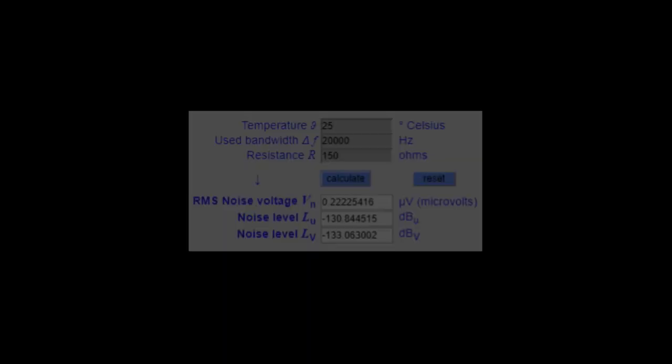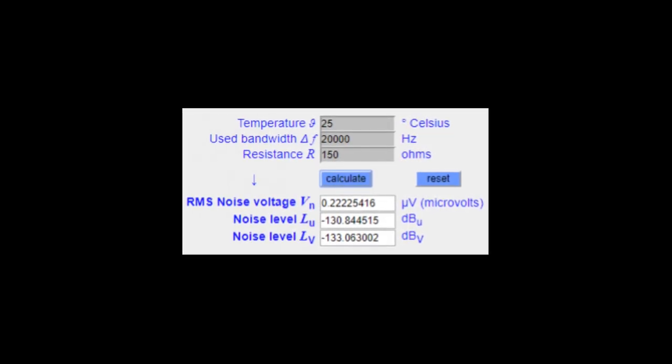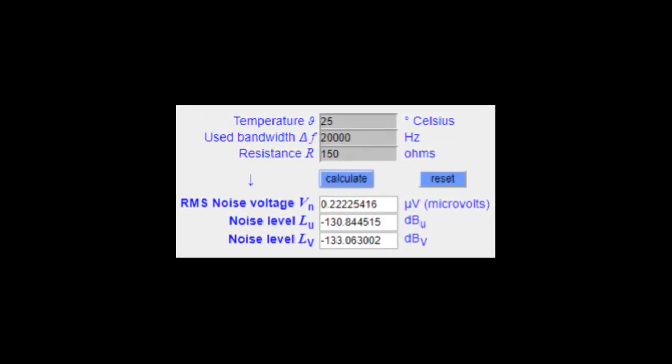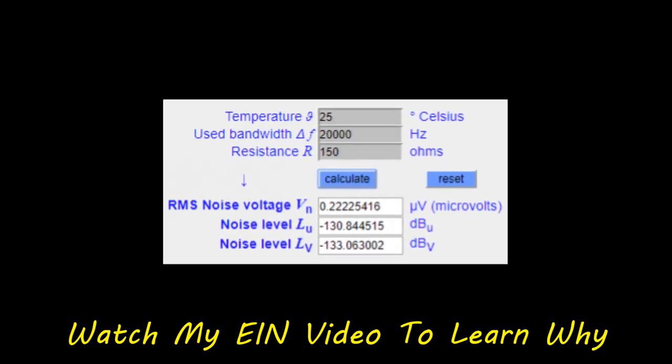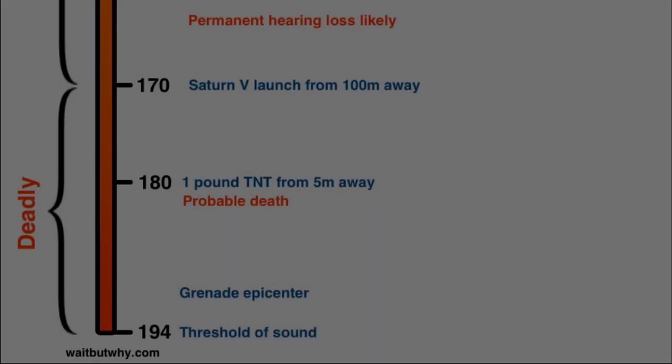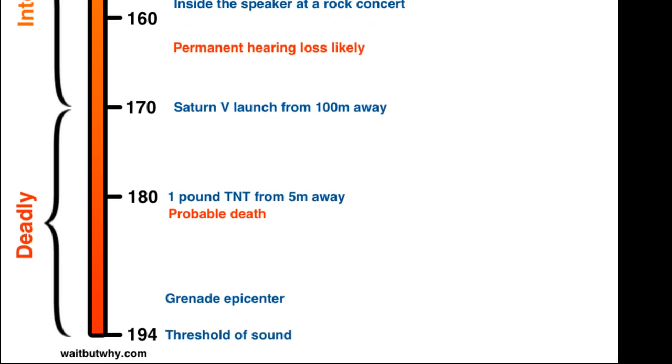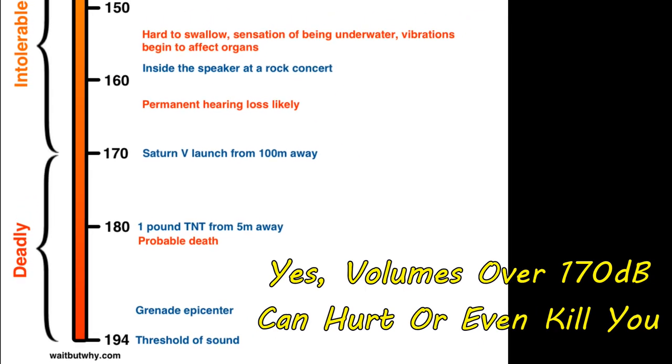In reality, 32-bit floating point can only represent a dynamic range between negative 130.8 dB, the lowest achievable 150 ohm EIN as of the time of this video, and 194 decibels undistorted, or 210 decibels distorted.